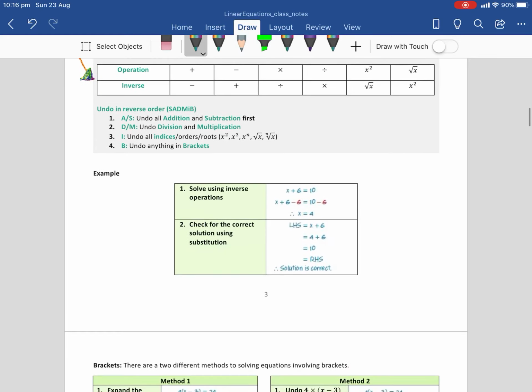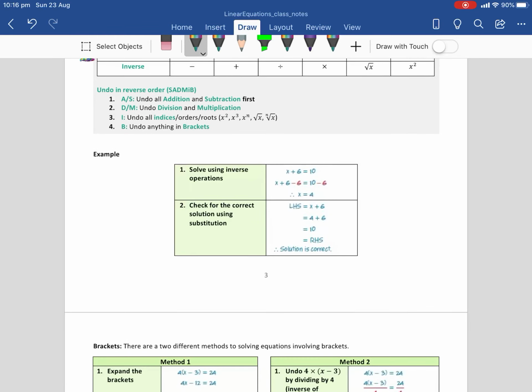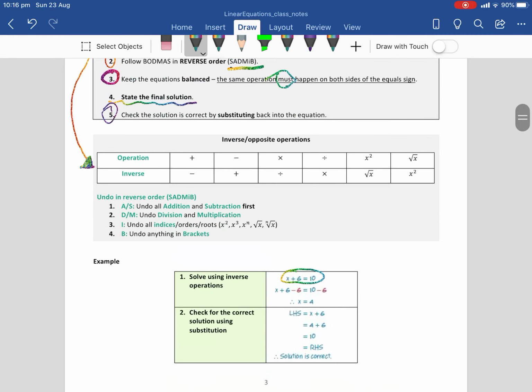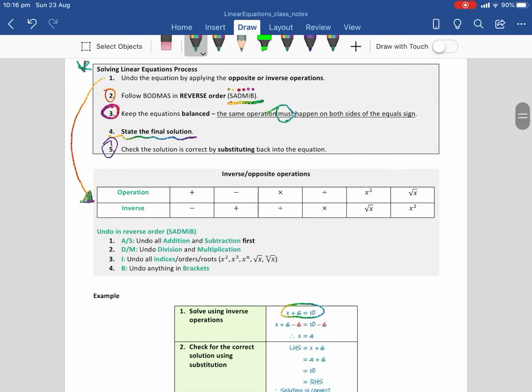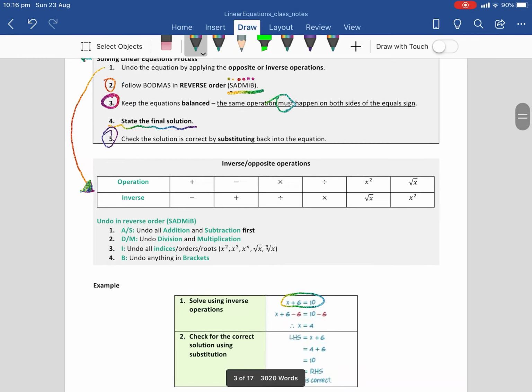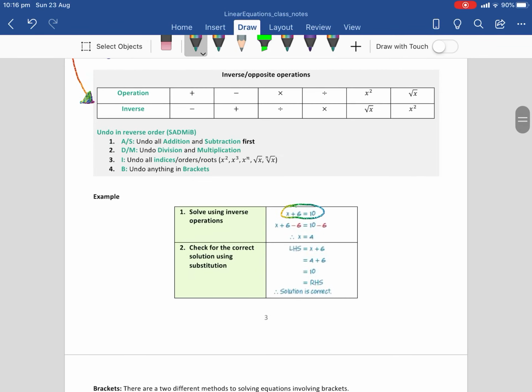Okay, so here's an example. So we've got x plus 6 equals 10. Okay, so going from up here, number 1 says to undo the equation by applying opposite or inverse operations. Okay, so we're trying to find x, and it's got plus 6. So that means we're going to subtract 6. Whatever you do to one side, you have to do to the other side. So you're going to subtract 6 from that side.